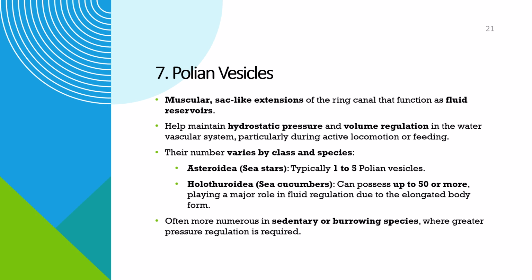Polian vesicles, if you see a starfish structure, you will find muscular sac-like extensions of the ring canal that function as fluid reservoirs, helping maintain hydraulic pressure and volume regulation in the water vascular system, particularly for locomotion or feeding. So these Polian vesicles vary in the classes and species. In Asteroidea, that means in sea stars, there are 1 to 5 Polian vesicles. In sea cucumbers, they can be up to 50 or more. They play a very important role in the fluid mechanism. They are often numerous in sedentary or burrowing species where greater pressure regulation is required.